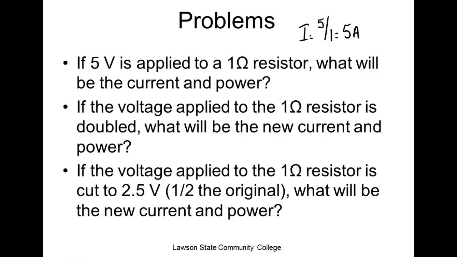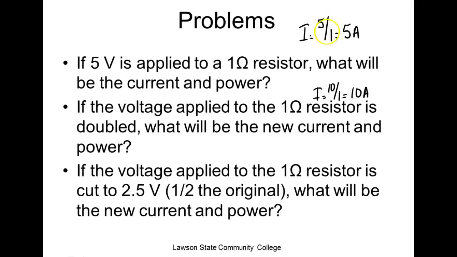If the voltage to the circuit doubles, what will be the new current? So it's going to be I equals 10 over 5. I didn't change the ohms. So what happened to the current? Current.